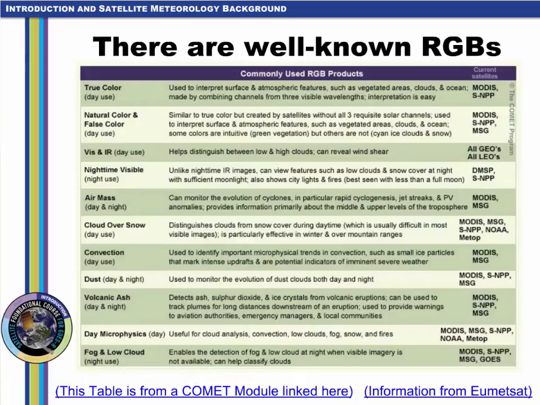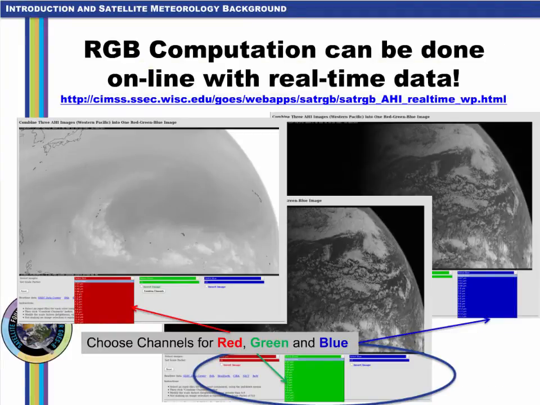You can also find additional information on RGBs at this link to EUMETSAT. You can create single-band combinations of RGBs using an online tool at the URL on this screen. Click on it. This web app uses current AHI data and allows you to choose single bands for the red, green, and blue components, and it creates the RGB combination. In this way, you can explore the different possibilities combining single AHI channels.